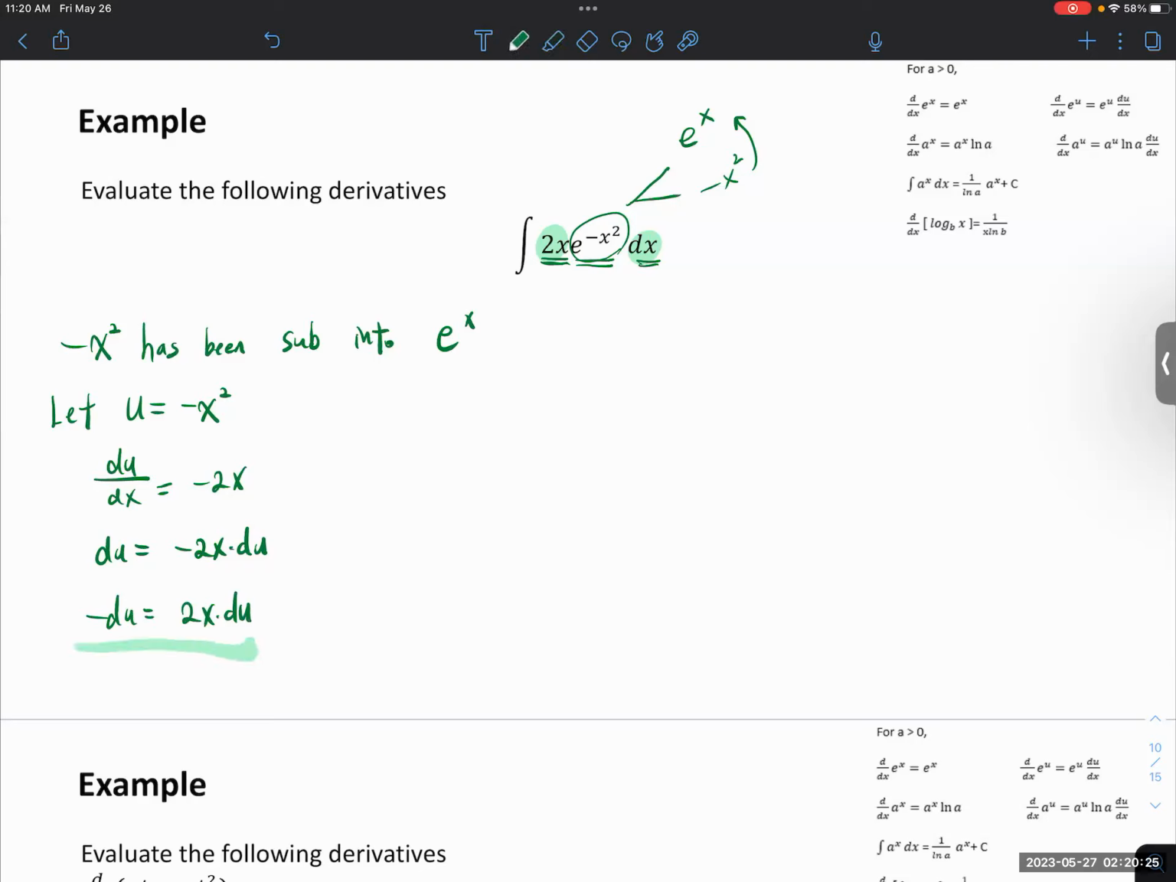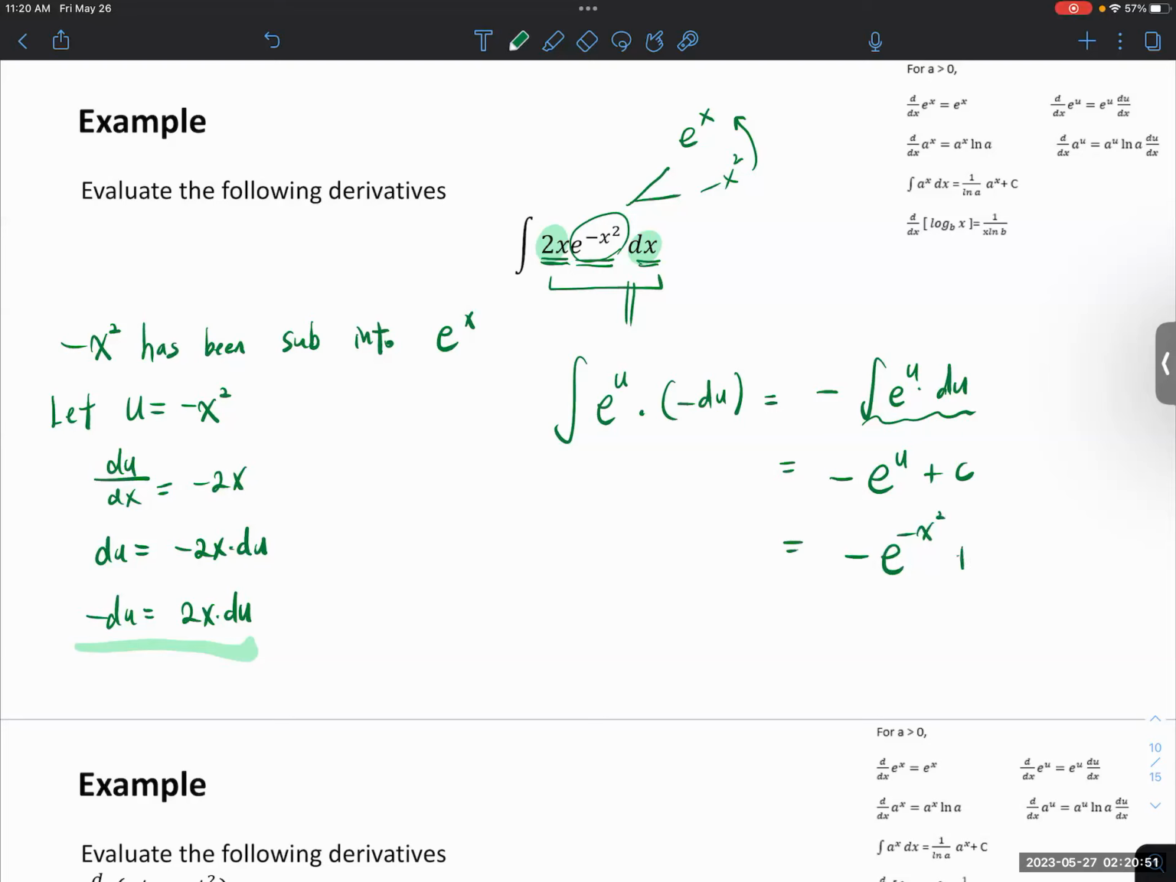So what happened? This one now, integral e to the u, correct? u is negative x to the second. And then 2x times dx, that is negative du. So I can bring negative to the front, e to the u, du. If you take the integral, e to the u is going to be e to the u, plus the c. I can go back, u was negative x to the second, so negative e to the negative x second plus the c. There we go. That's your work.